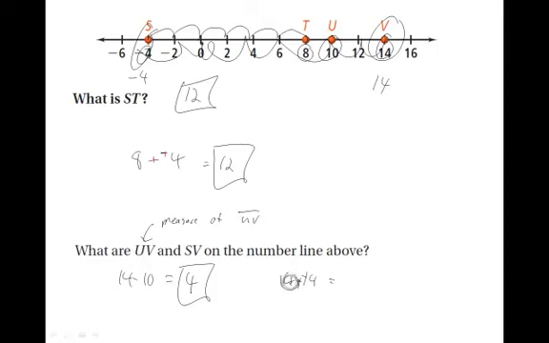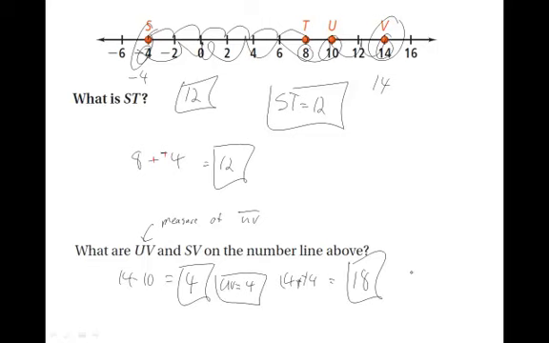So you may wonder, when are you ever going to subtract the negative? That doesn't make sense. Well, this is when you'd subtract the negative. So this would be 18 units. And here's how I write that. I'm going to write ST equals 12. That's the correct way to write it. UV is equal to 4, right? And then SV is equal to 18 there.